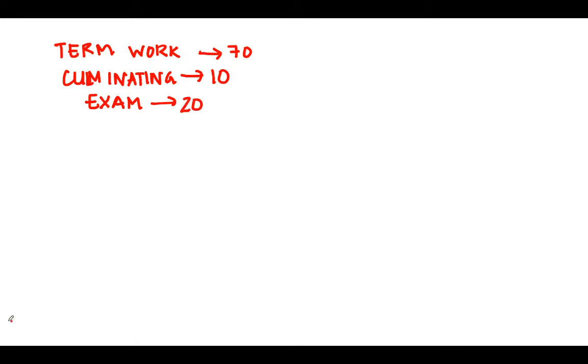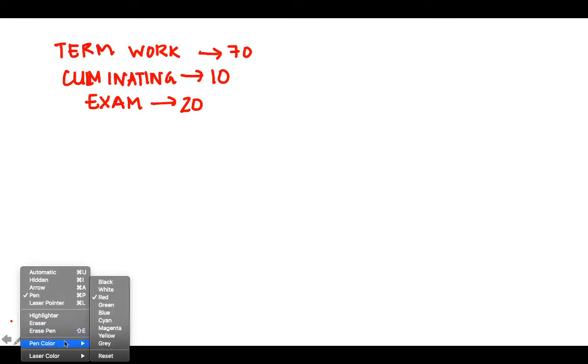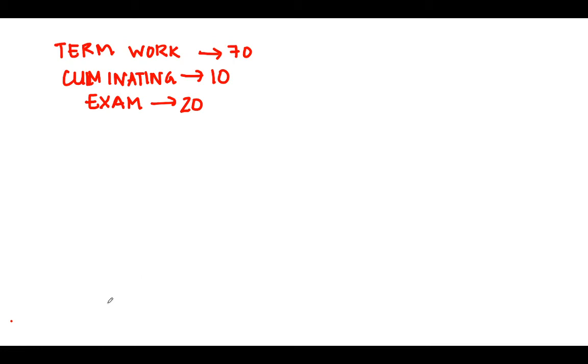Now, this tells you how much each assessment is weighted, right? So your term work weighs more than your exam and your culminating. And that means that it's going to have more of an impact on your final mark than the exam or the culminating. So say you got an 85% on your term work, and for your culminating and your exam, you got about 50%.